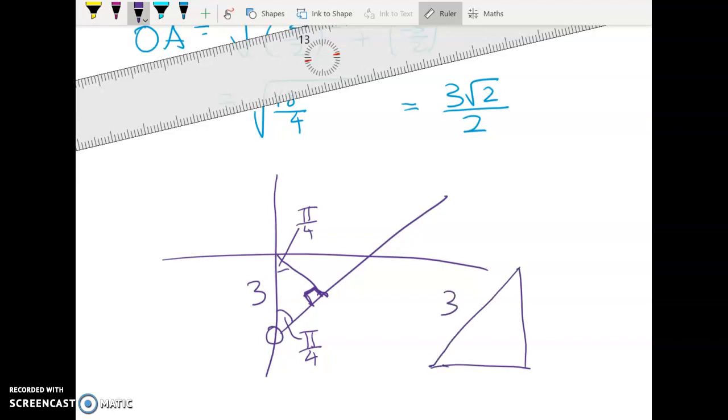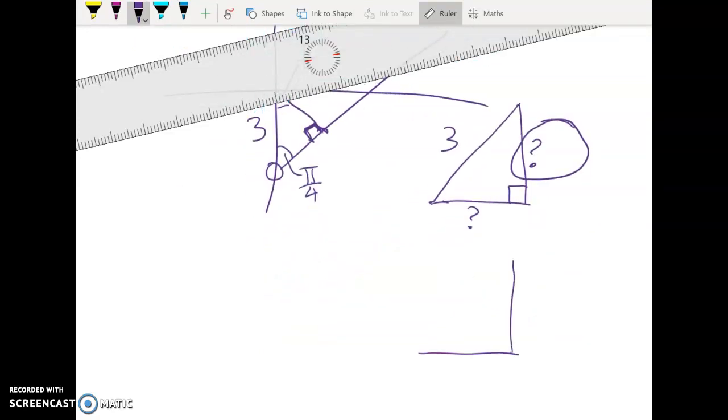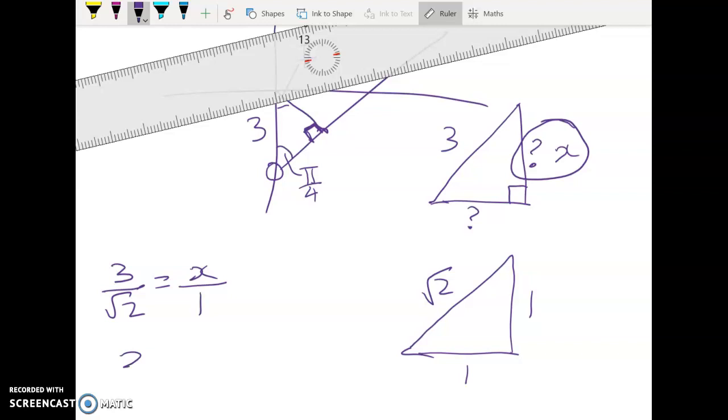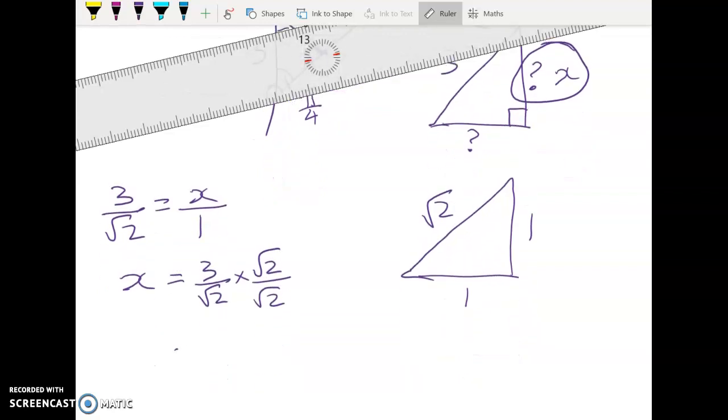We've got 3 here, and we want to know that one and that one. And my final answer is going to be the length of that side. So this is just a straightforward similar triangles problem where we've got 1, 1, and root 2. So 3 over root 2 is equal to, call this x over 1. So there's my final answer. X is equal to 3 over root 2, which is the same as the answer we got before, only it's been rationalized. So we've got 3 root 2 over 2.